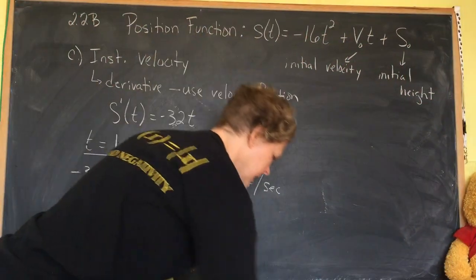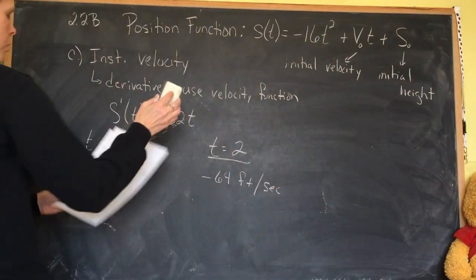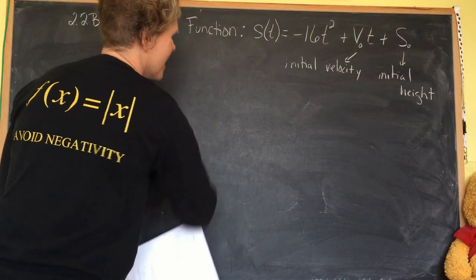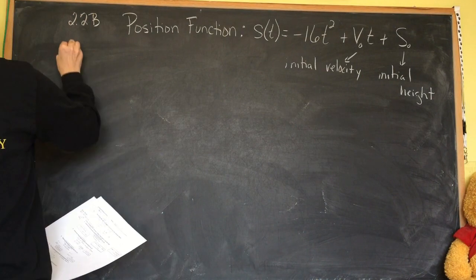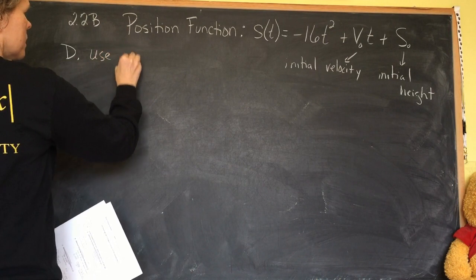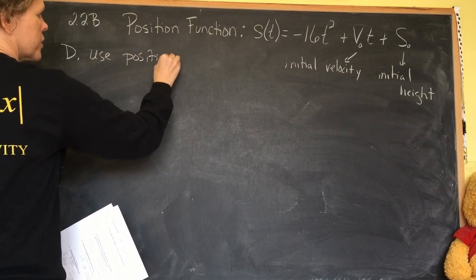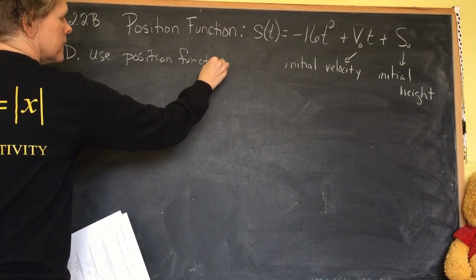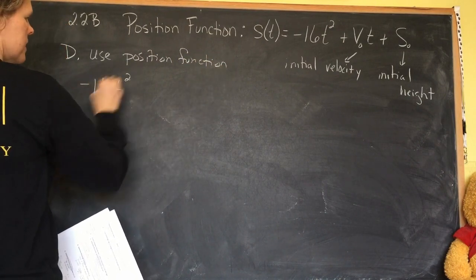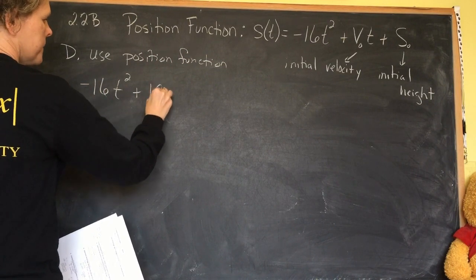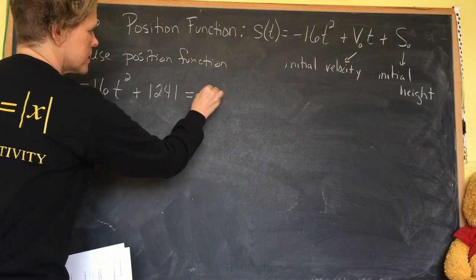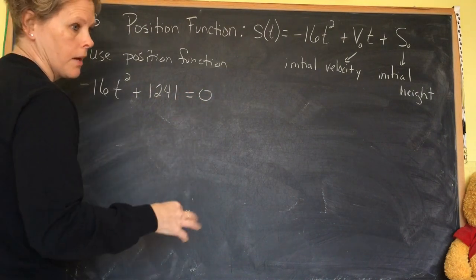Next one, D, says, find the time required for the coin to hit the ground. All right, well, if it's hitting the ground, the height is 0. And if it's hitting the ground, I want to use the position function. So I'm going to use that position function from the beginning, negative 16t squared plus 1241. But now the coin hit the ground, so I'm going to set that equal to 0 because the height of the ground is now at 0.